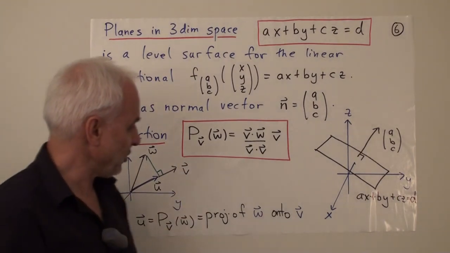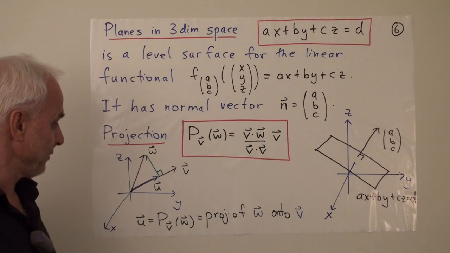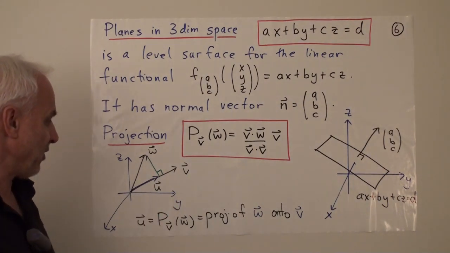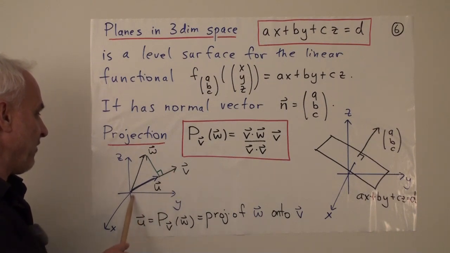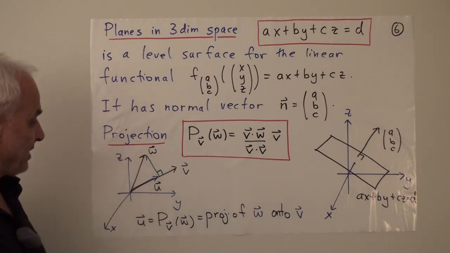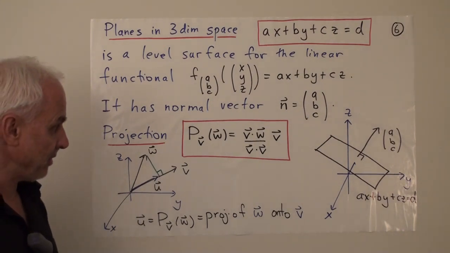All right, so what else did we do? Well, we talked about projections of one vector onto another. We can do exactly the same thing here in three dimensions. The story is exactly the same. We have a vector v, we have a vector w in three-dimensional space now. We can still talk about the projection of w onto v.